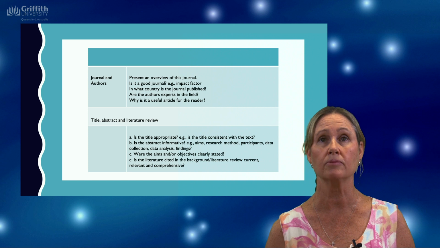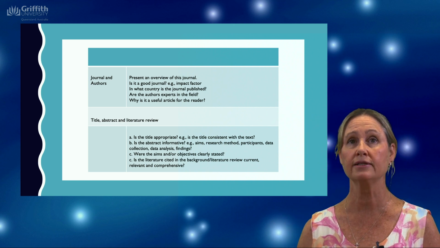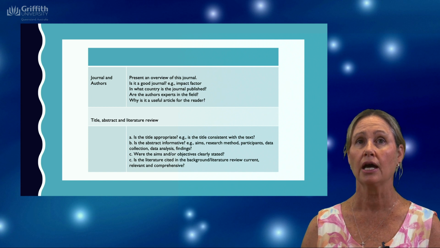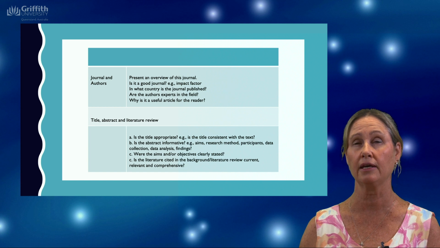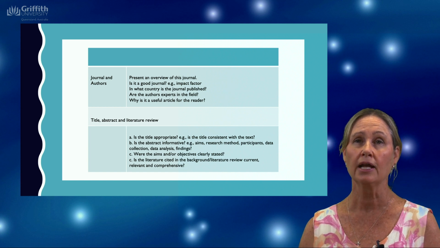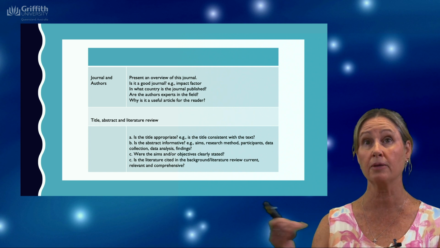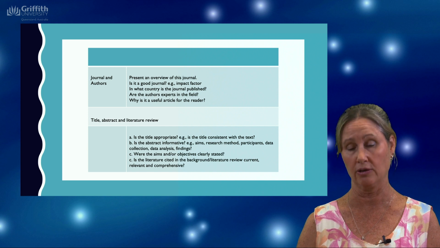Look at then the abstract and the title and the literature review. Is it leading you in? Is it relevant? What is in that abstract information? Were the aims and the actual objectives of the research identified in there, and did the literature flow from the big picture down to the significance and the problem that they're looking at?